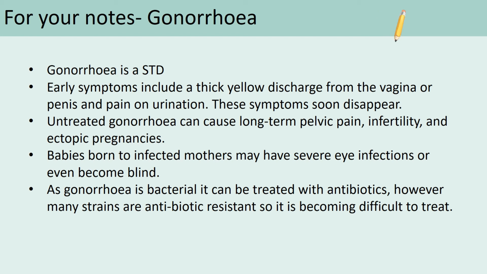And it can cause things like long-term pelvic pain, infertility, which means you are not able to get pregnant, and ectopic pregnancies. Also, if you are infected and you have a baby, then the babies that are born will often have very severe eye infections and even become blind. Now, that's why it's really, really important to make sure that if you have anything like a yellow discharge, which is actually a very common symptom for many of the STIs or STDs, if you're getting anything that is unusual, then make sure that you go and get yourself checked out.